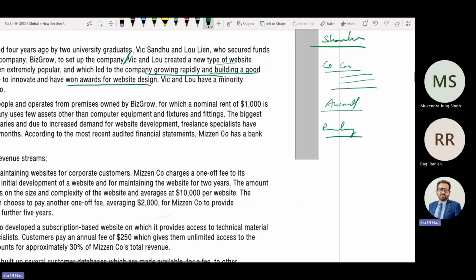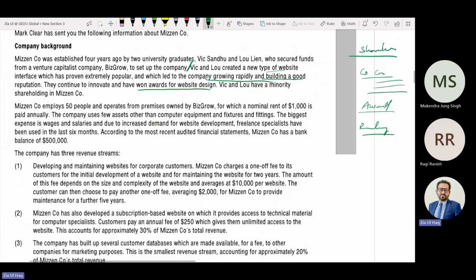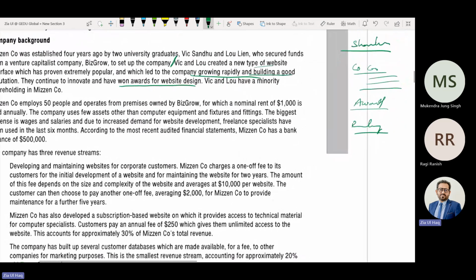And they got premises on nominal rent from BizGrow. So for rent we will put a heading. So we need to get detail about the rent, whether it is on market rate, or based on any personal relation with BizGrow, whether the same rent will continue after acquisition or they will increase. Additional information for this will be rental agreement.